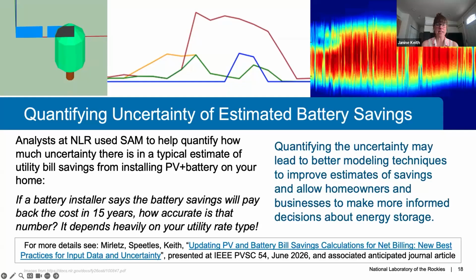And we are anticipating a journal article associated with this, which is underway right now. But the reason that we like to highlight this type of study is that quantifying the uncertainty that is present in these estimates may lead to better modeling techniques to improve the estimates of savings, which would allow homeowners and businesses to make more informed decisions about whether they want to install energy storage or not.